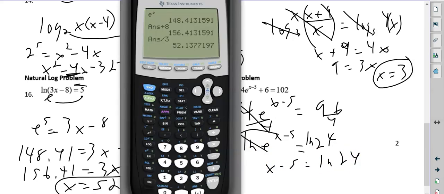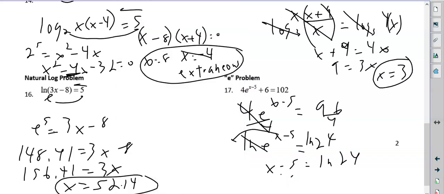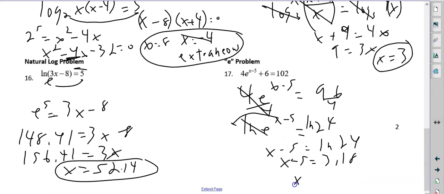So we go to our handy-dandy calculator and hit ln of 24. And get 3.18. So x minus 5 equals 3.18. And when I add 5 to both sides, I get x equals 8.18. And that is it for chapter 8.